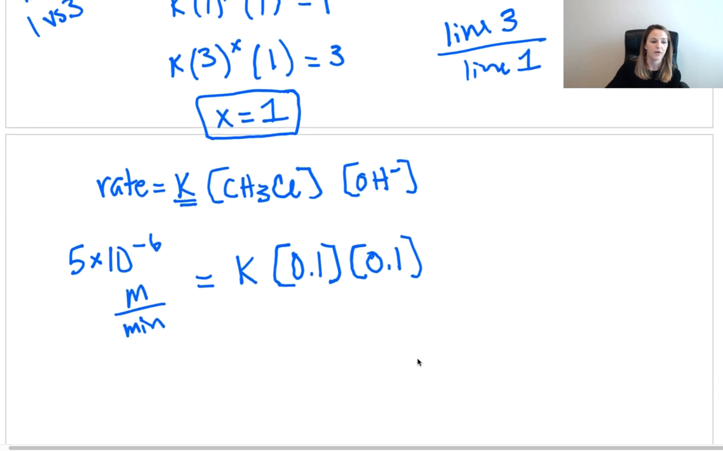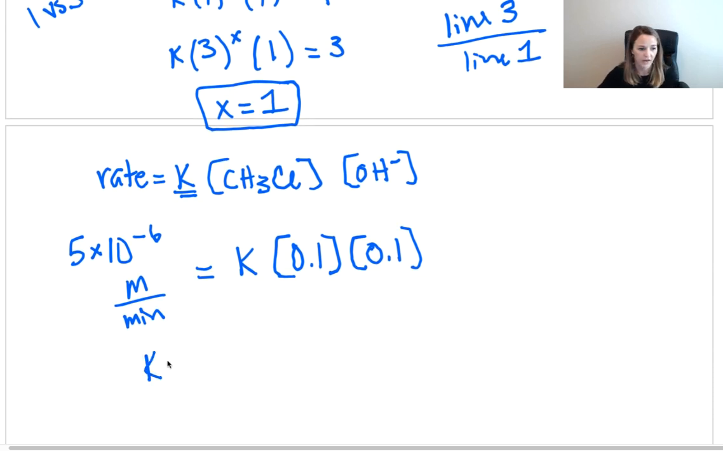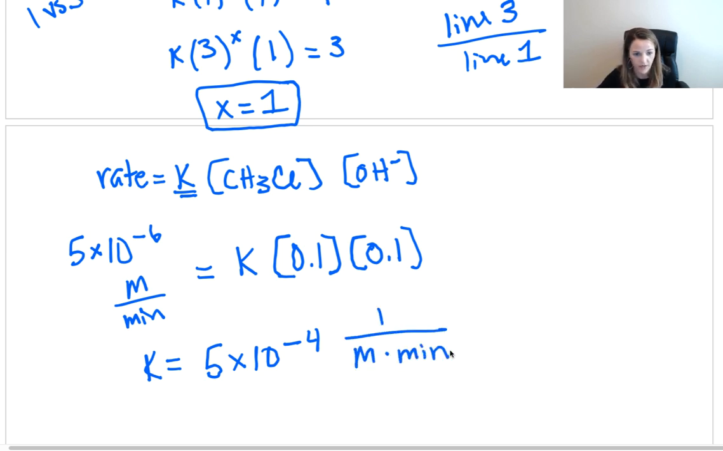And if we do that properly, we can solve for k, and we get a rate constant that is equal to 5 times 10 to the negative 4. Now, to check our units, the only unit that can make this entire mathematical expression accurate is if our rate constant has a unit of 1 over molar times minute. So 5 times 10 to the negative 4th, units of inverse molar times minute. It's a very weird unit, but that's the correct one.